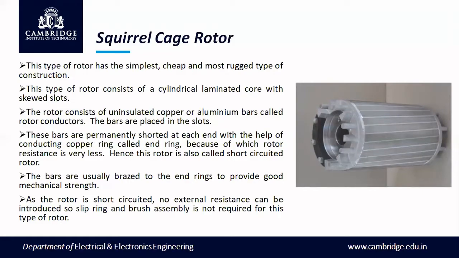The bars are usually brazed to the end rings to provide good mechanical strength. So these bars, the conductors, are permanently fixed to the end rings. Why? To provide good mechanical strength. As the rotor is short circuited, no external resistance can be introduced, so a slip ring and brush assembly is not required. Since it is already shorted at both ends, no external resistance can be added here, so there is no need for a brush assembly or slip rings for squirrel cage rotors.